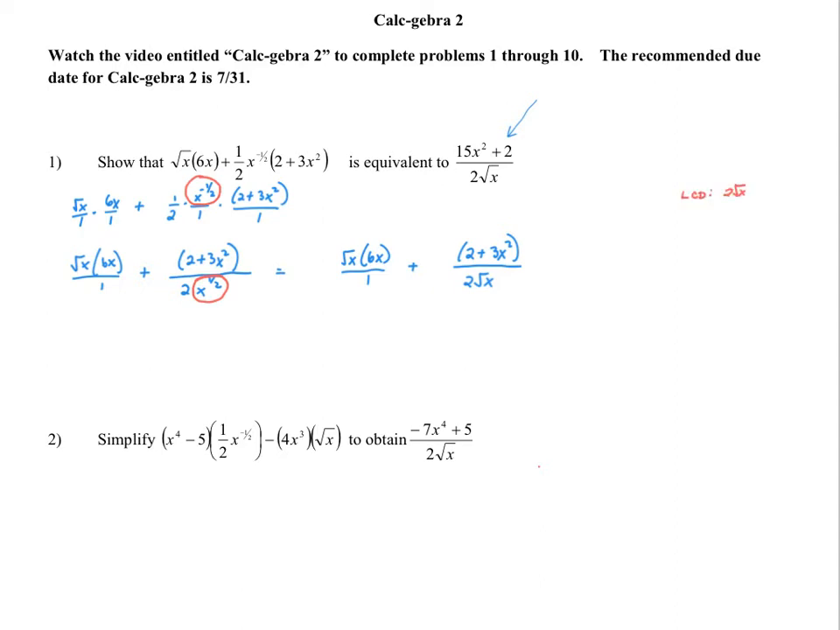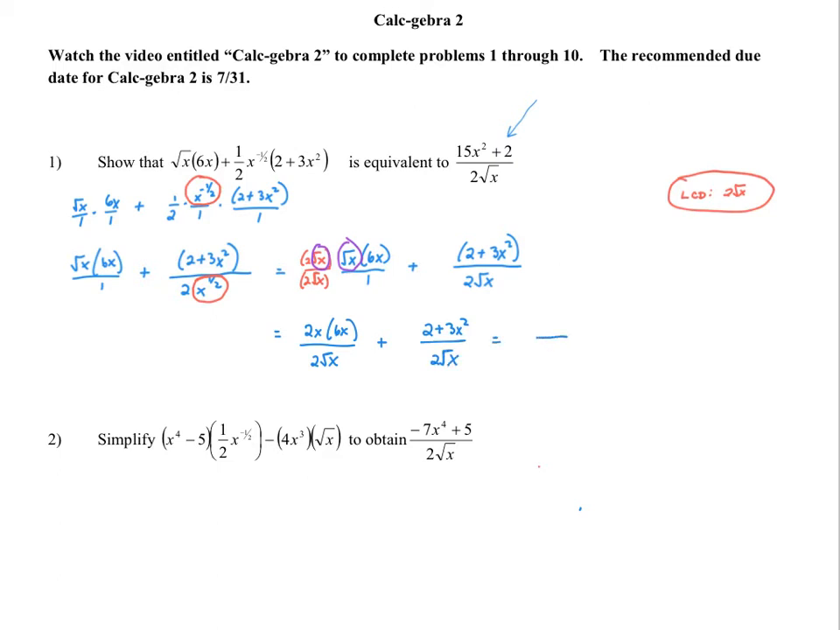Now, in order to add fractions, we need a common denominator. In this case, the least common denominator is 2 root x. So we need to multiply the first fraction by 2 root x over 2 root x. Remember that root x times root x is x. So therefore, we have the following. We have 2x times 6x divided by 2 root x. And over here, we have 2 plus 3x squared divided by 2 root x.